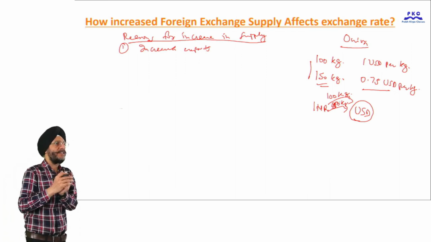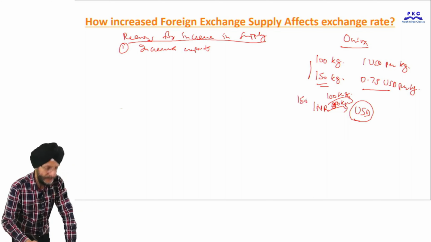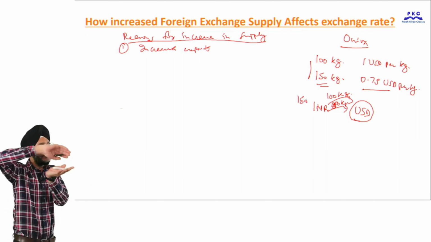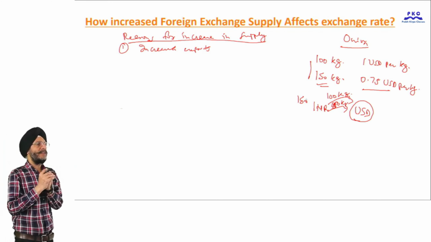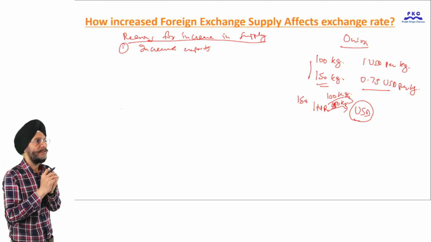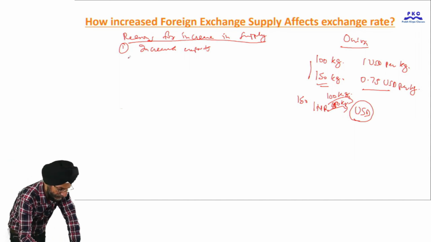Exports have increased from 100 to 150 kg. So when there is an increase in exports, in return we will get US dollars. So the supply of foreign exchange will increase.